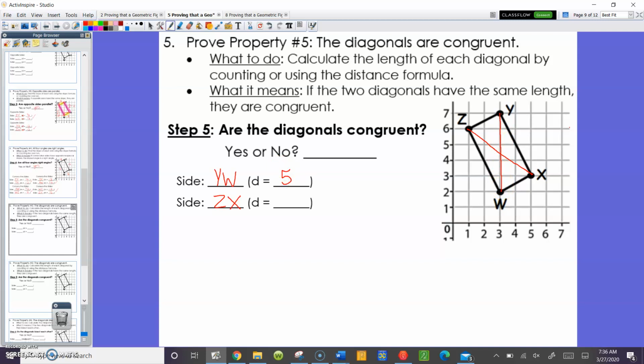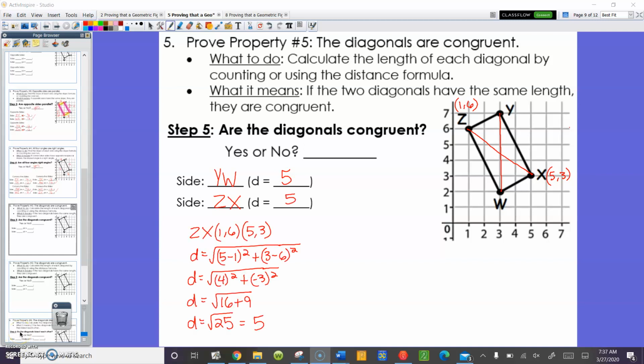So all you have to do is find the length of ZX using the distance formula. So Z we know is 1/6, X is 5/3. So now go ahead and take a moment to find the length of ZX using the distance formula. Pause the video and only press play when you're ready to see what you should have gotten. Okay, what you should have gotten for ZX is 5.